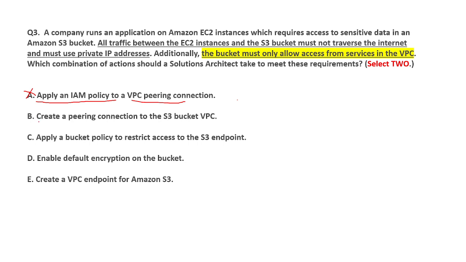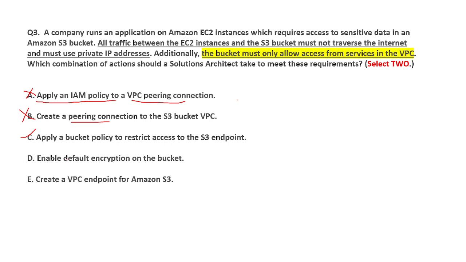Option B, create a peering connection. Okay, again this is not needed. VPC peering or a peering connection is not needed for this. This is not our requirement. Okay, option C, apply a bucket policy to restrict access to the S3 endpoint. So there is some potential. We'll keep this aside. Okay, let's go to the next one.